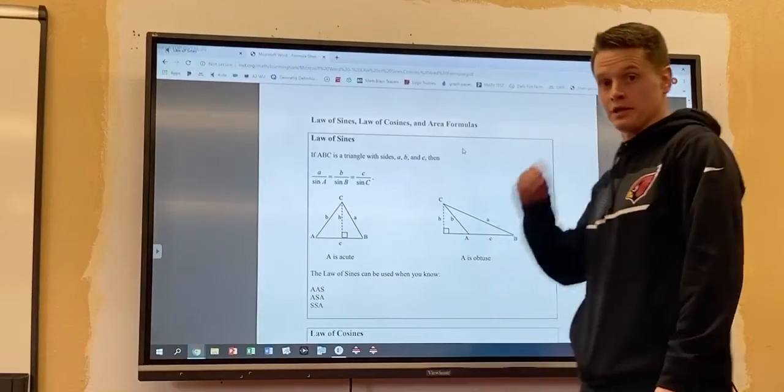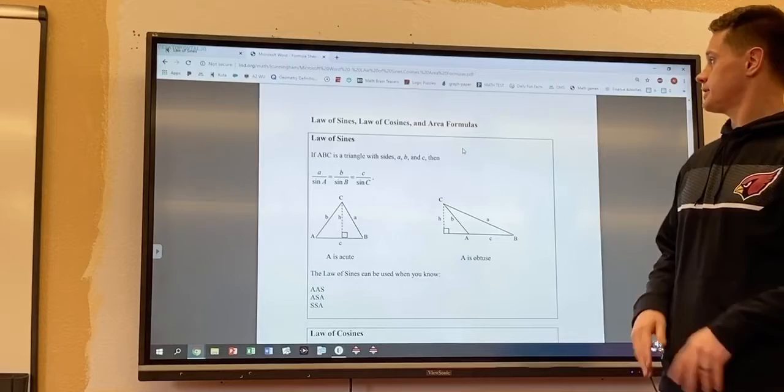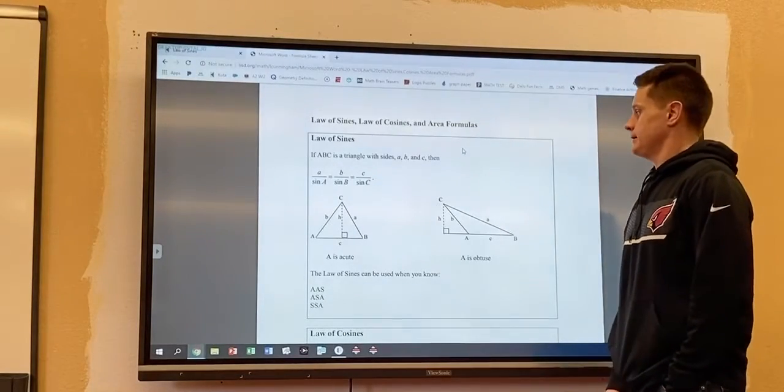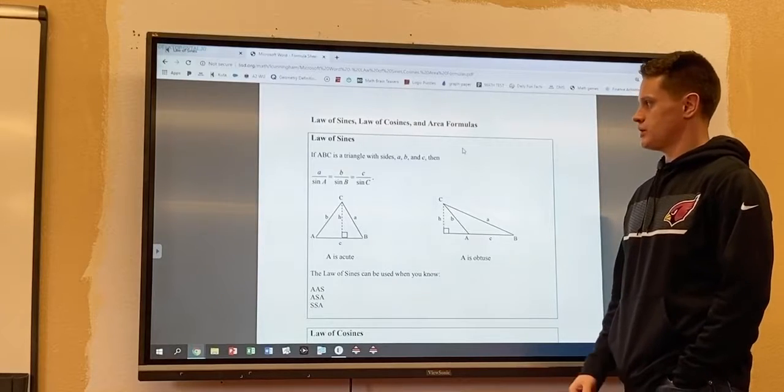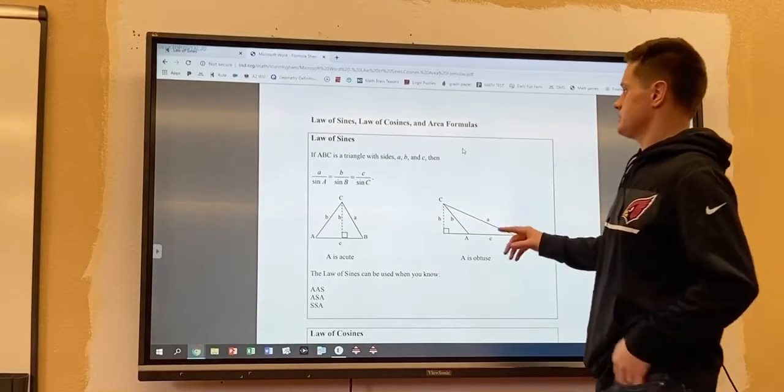Good to have the opportunity to show some math. So we're going to work on the law of sines this week, and possibly law of cosines as well. So I'll go over a couple of things on it. This is the law of sines.